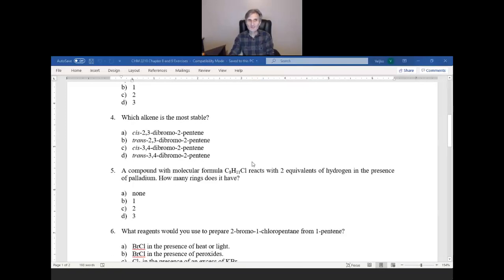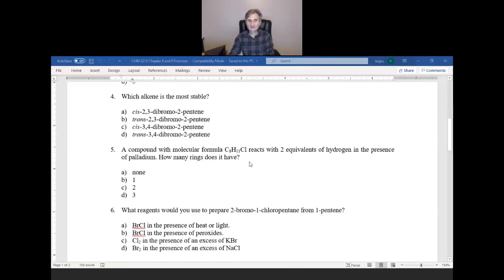Question number 4. Which alkene is the most stable? So for this, you should actually draw all of them.